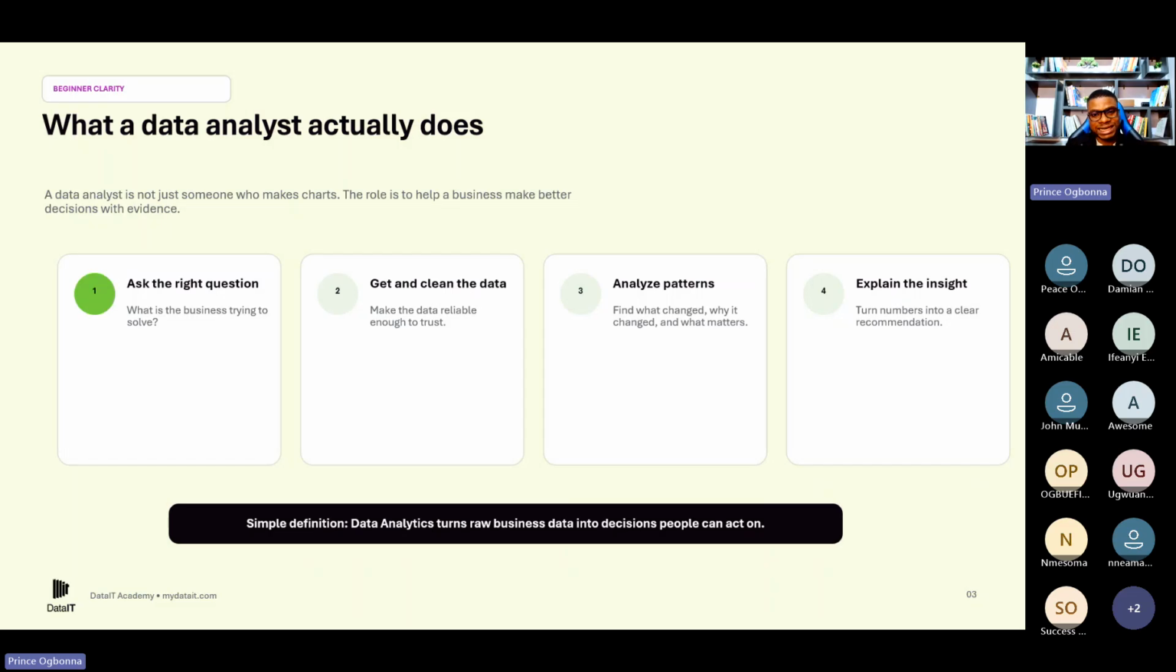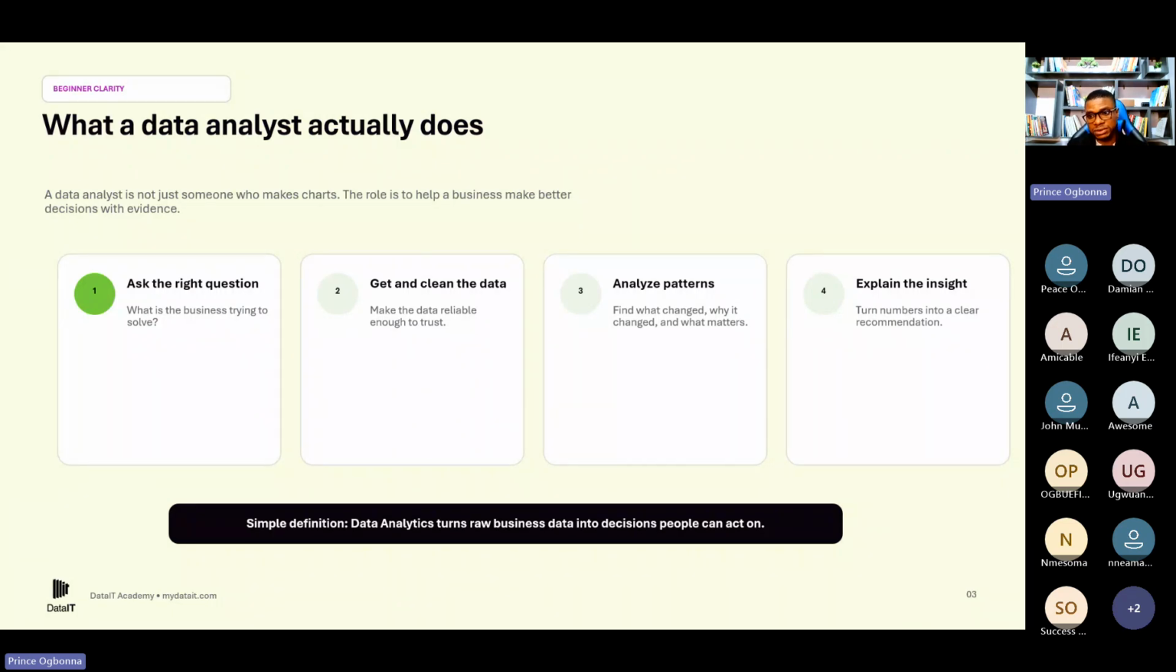So then you get and clean the data. It's also your job as a data analyst. You've asked questions, you understand what the business needs, and then where is the data you want to use? Where can you get it from? You clean it, and after cleaning it, you analyze it and understand what is going on in the business.